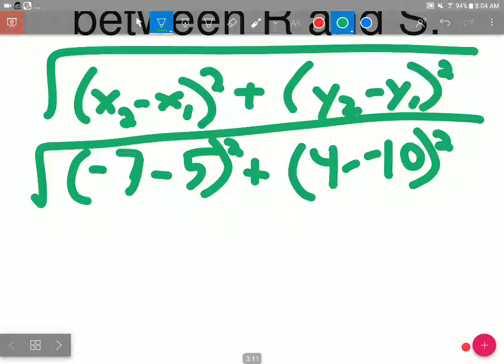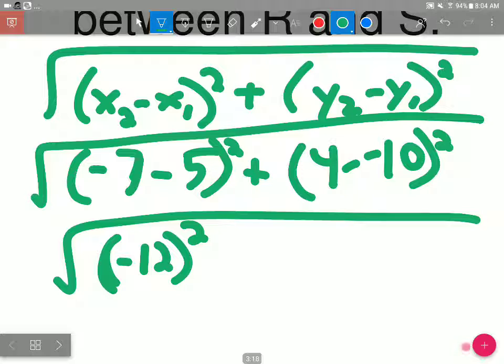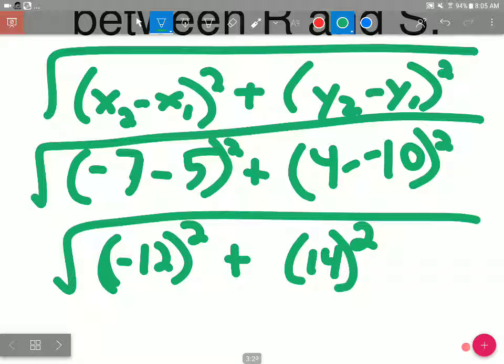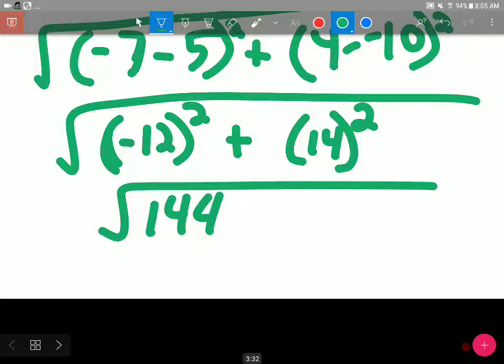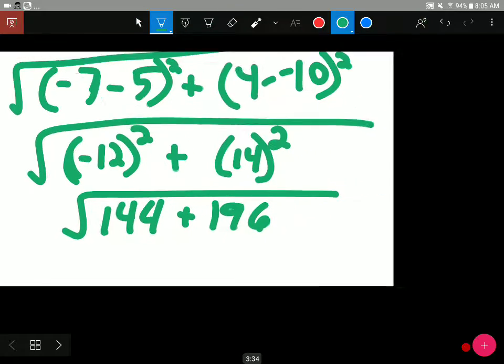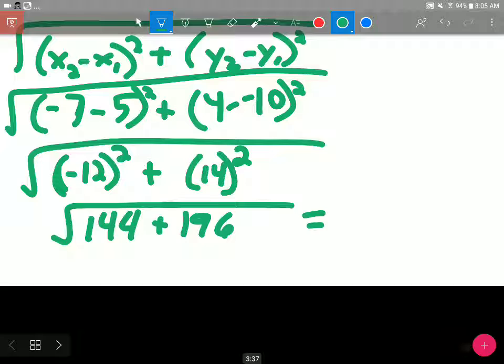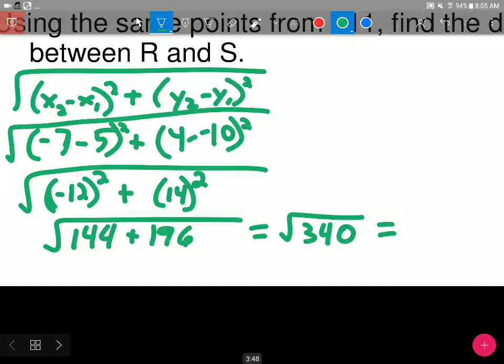-7 minus 5 is -12, squared. Don't forget, if you square a negative in your calculator, put it in parentheses, or else it'll come out wrong. 4 minus -10 is plus, so that's 14 squared. So that is 144 plus 196 equals 340, the square root of 340. Whatever that comes out to, that is your distance.